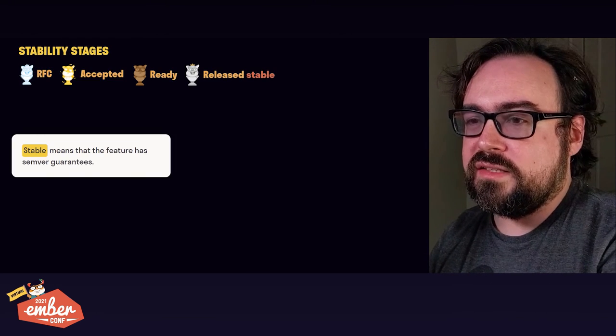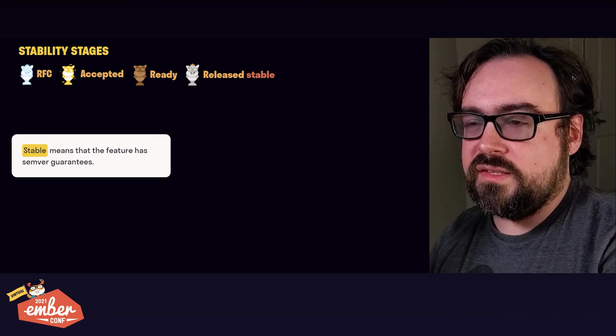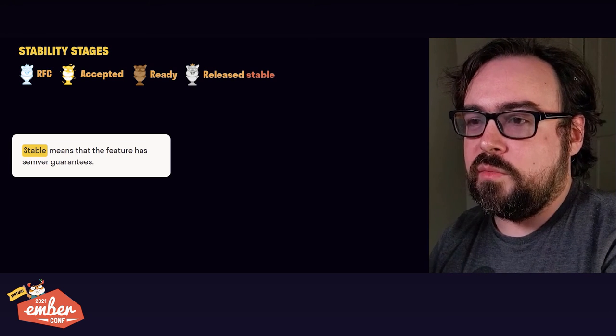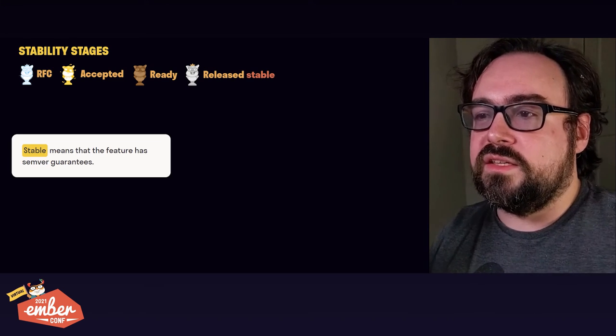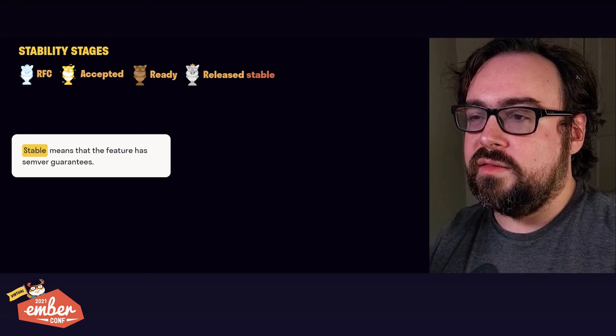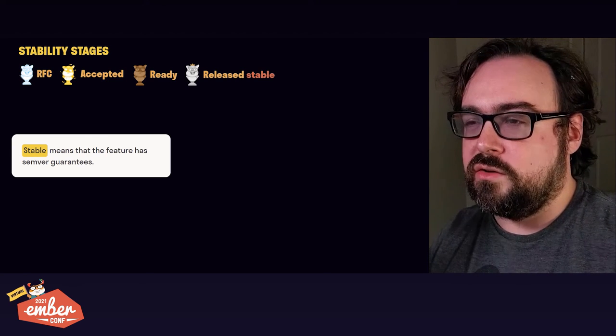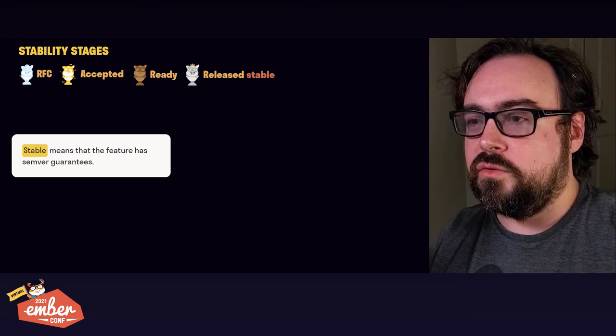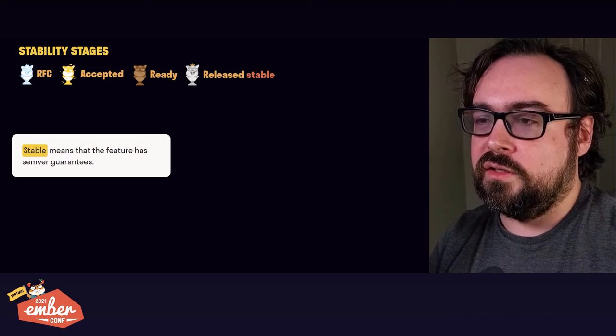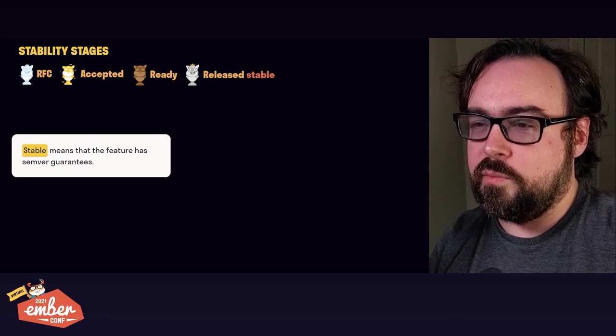First of all, we have stability stages. A feature starts out as an idea and becomes an RFC. When it's accepted by the team, it can be implemented behind a feature flag. When the team decides that they're ready to make a Semver commitment to it, they flip the flag and it makes it into the beta channel. After a 6-week shakedown cruise, it makes it into the release channel, and then we call it stable. Stable means the feature has Semver guarantees.